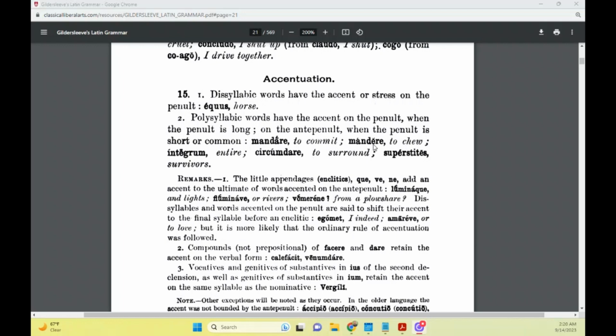But here, where the penult is short, we say mandere. We accent the antepenult, or the first syllable.